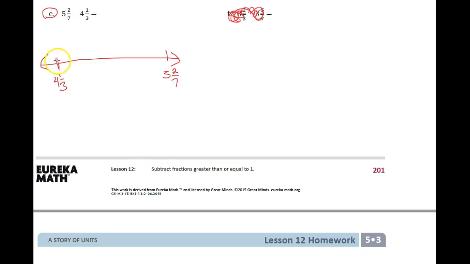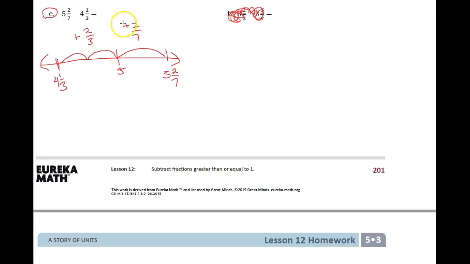So let's think about this. If we're at 4 1/3, we add another third, we're now at 4 2/3. If we add another third, we're at 4 3/3. Hey, isn't that also 5? 3/3 is like 1, right? So we added 1/3, 2/3. So let's say we added 2/3. Now we're sitting at 5. What do we add to 5 to get to 5 2/7? Well, we add 2/7, right?